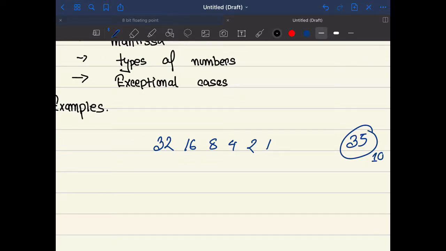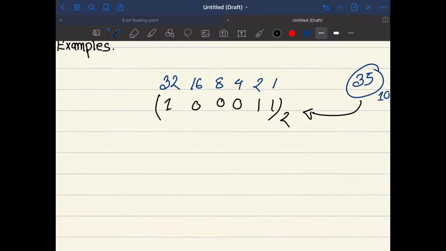The process is we write 1 for 32, so we are taking 32. Then we cannot take 16, we cannot take 8, we cannot take 4, that would be too much. We can take 2, so that would be 34, and 1, that would be 35. So this is the binary representation of 35. This is the basic way of converting decimal numbers into binary.